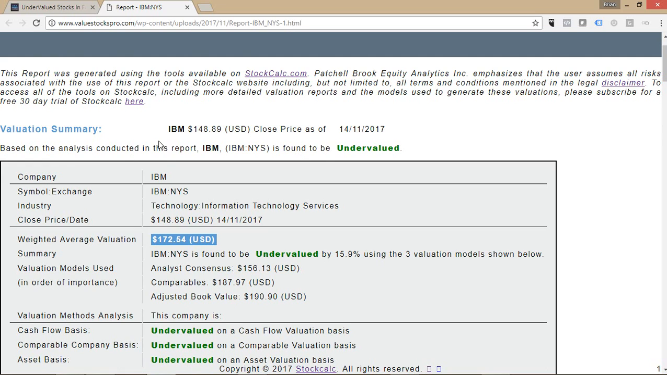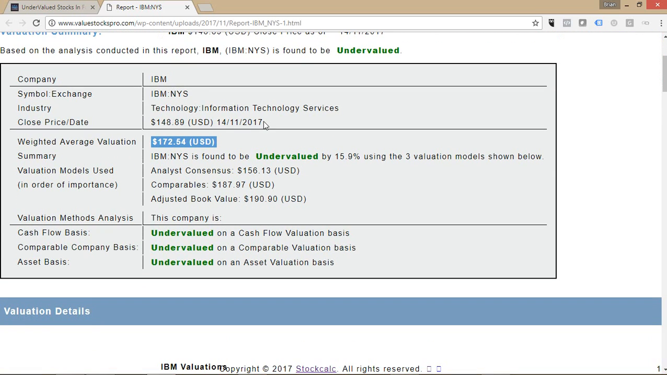All of the reports that are in this section are all from undervalued stocks. A little bit of background on the company. Then we start to get into the actual valuation information. So our analyst consensus is at $156 a share. Our comps are actually at $187 a share, and our adjusted book value is at $190. So we're seeing some very strong numbers through there.